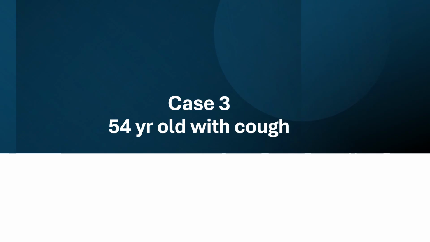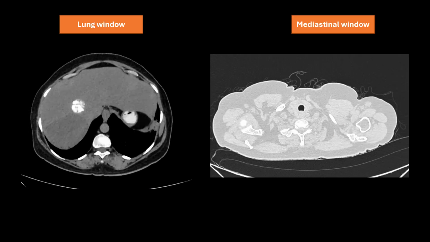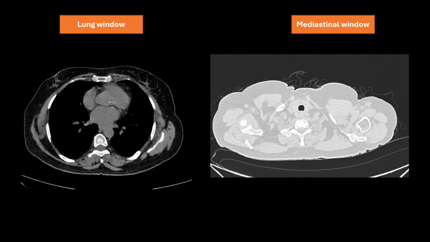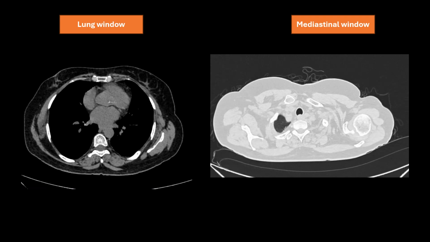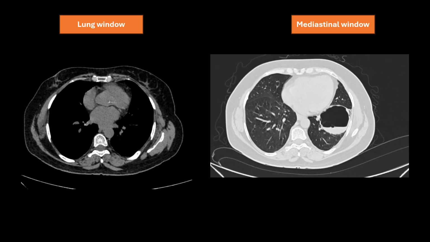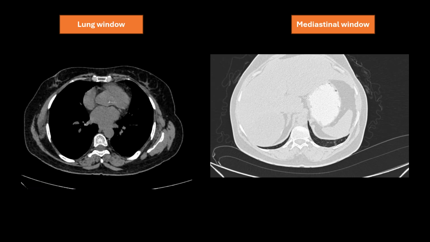Coming to the third patient, this was a 54-year-old patient who presented with cough. Let's see the images. We are able to see a calcified cyst in the liver and a simple cyst with fat in segment 6 of the liver, 7 maybe. And in the mediastinal window, we are able to see that there's an air fluid level cyst or cavity or abscess.